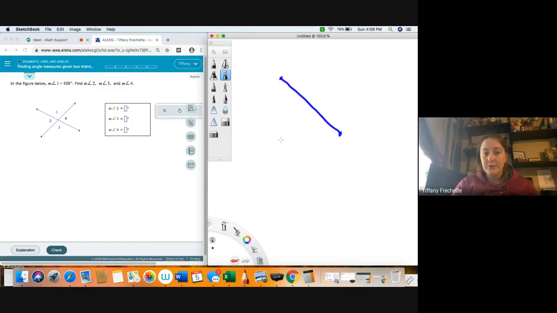So I have blue, which is by chance the color that they use here. So we have 1, 4, 3, and 2. And then they tell us that in the figure, angle 1 equals 108 degrees. All right. So we know supplementary angles add to 180 degrees, which also means that they're on a flat line together, like this.